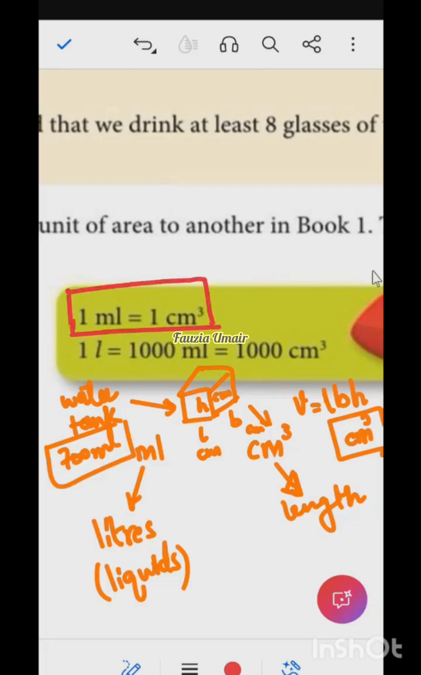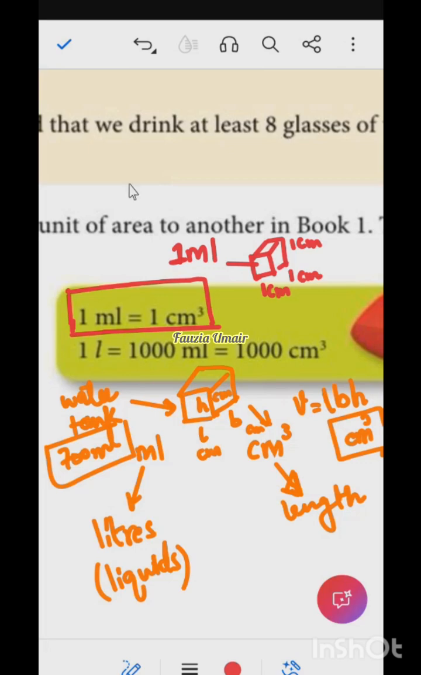Now let us see what this means. It means that if we have a very small cube which has length, breadth and height all equal to 1 centimeter, how much volume can come inside? How much liquid can come inside? 1 milliliter. Are you getting this point? This is how they are related. If there is a cube having all the sides equal to 1 centimeter, then 1 milliliter of water can come inside that cube. Because this cube would be very small, because 1 centimeter is very, very small.